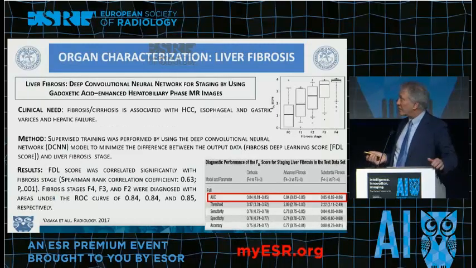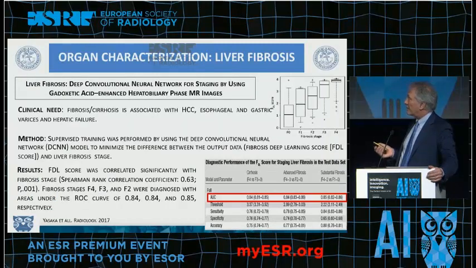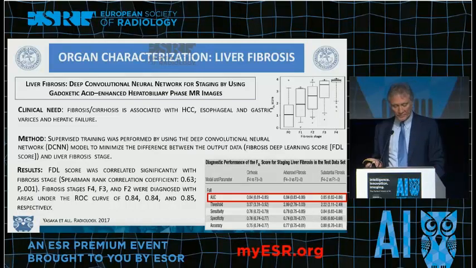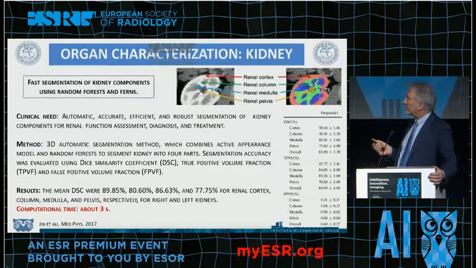And this is an example of measuring fibrosis stage from MRI images, and in this case, the deep convolutional neural network extracted as an output a score, which is called the fibrosis deep learning score, and this score compares very well with the fibrosis stage. This is the area under the curve, which is quite interesting.